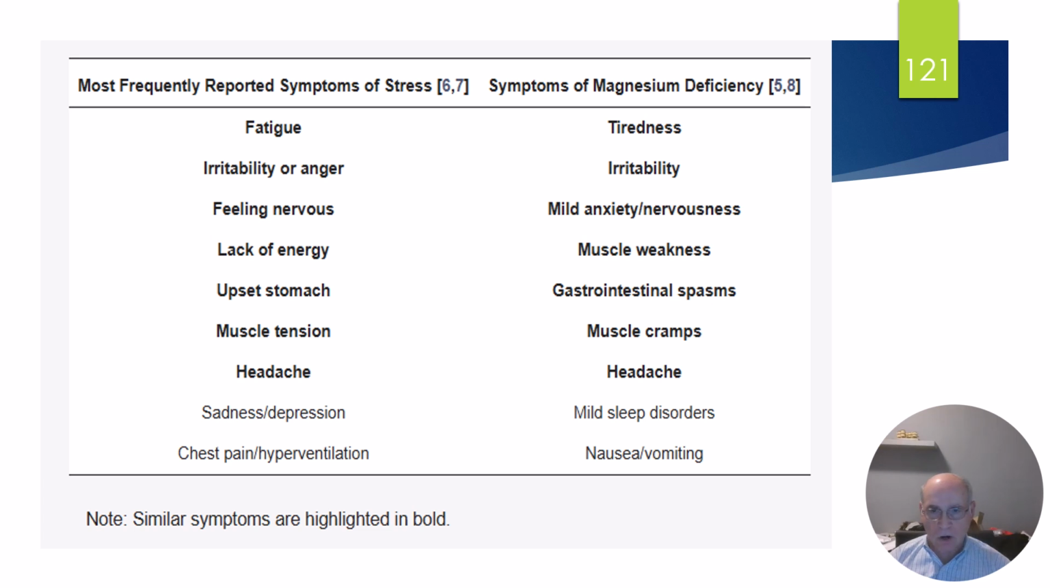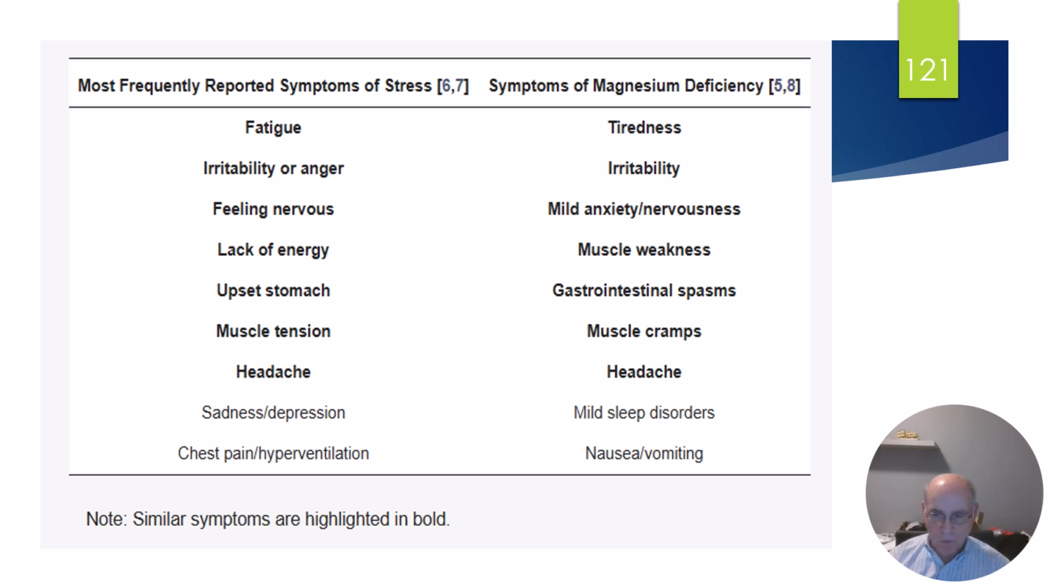And you can see from this chart symptoms of chronic stress, most frequently reported, and symptoms of magnesium deficiency. You can see the ones that are highlighted: fatigue, irritability, feeling nervous, lack of energy, upset stomach, muscle tension, headache. That's very similar when you look at magnesium deficiency: tiredness, irritability, mild anxiety, gastrointestinal spasms, muscle cramps, headaches. And you see the difference where in stress, sadness and depression, chest pain, hyperventilation.